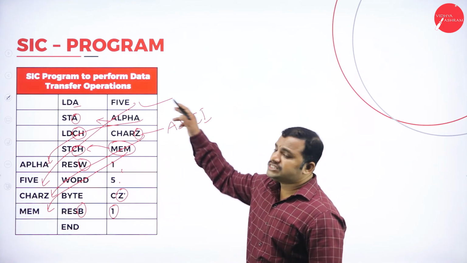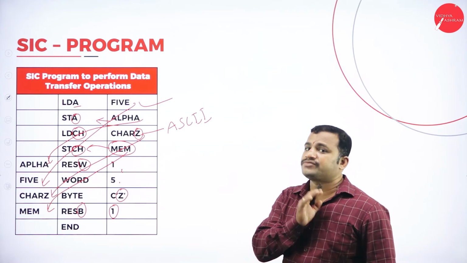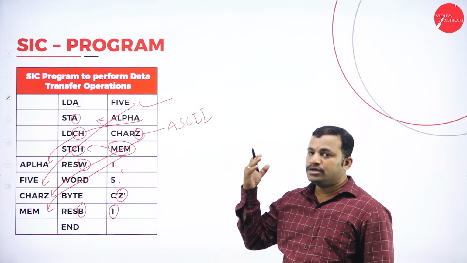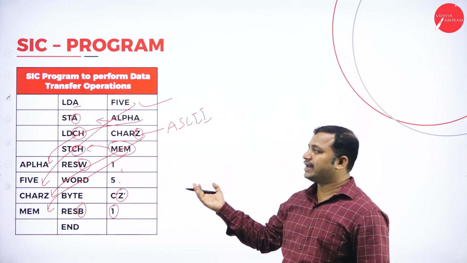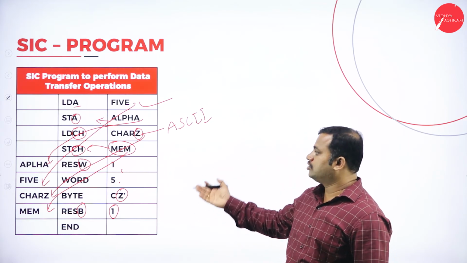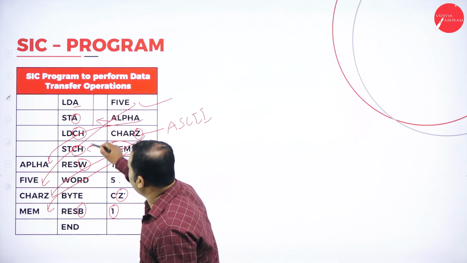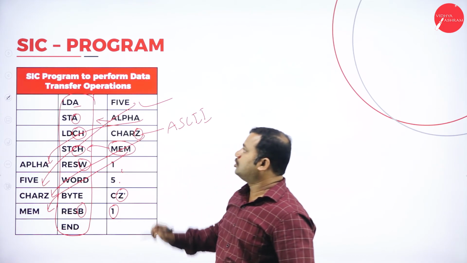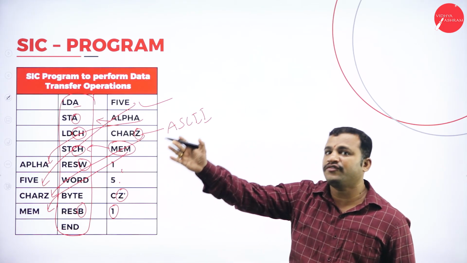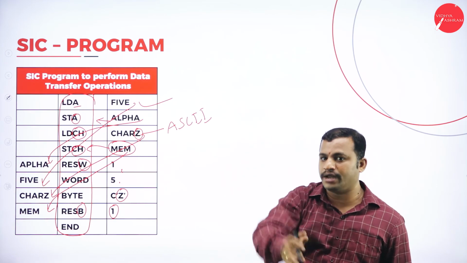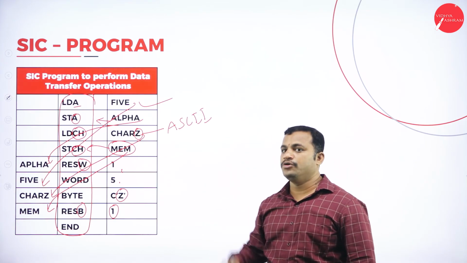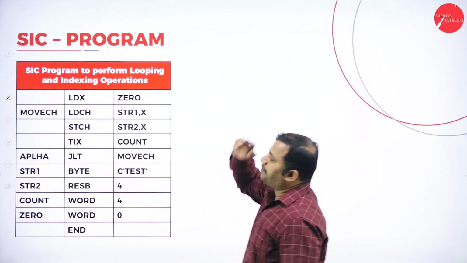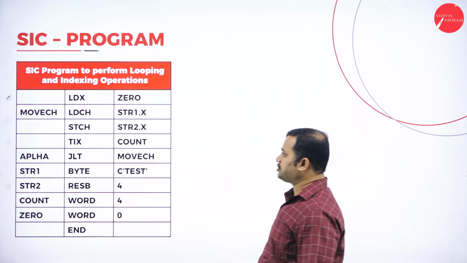So the data transfer operations are done here with the help of load accumulator, store accumulator, load character, store character, and all of these are different types of instructions we use to load or transfer data from one location to another location. Let us take one more example: looping and indexing operation using SIC programs.